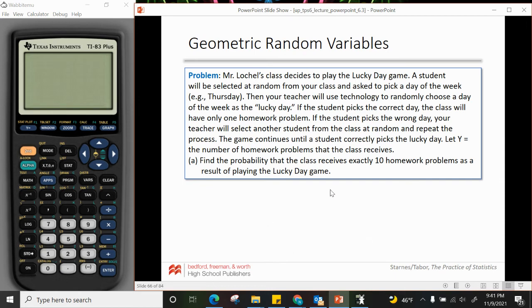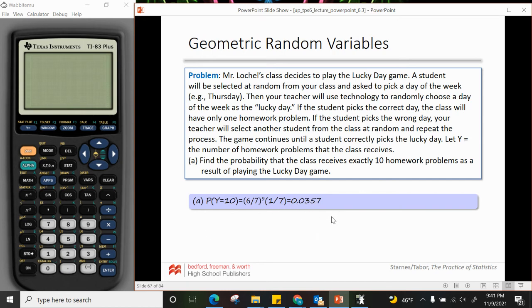It says find the probability that the class receives exactly 10 homework problems as a result of playing the Lucky Day game. Well, that means the 10th person got it correct. So that means the first 9 people got it incorrect. The probability of getting it incorrect is 6 out of 7. So 6 out of 7 to the 9th power times 1 out of 7. This is the person who finally got it correct. And that equals 0.357.